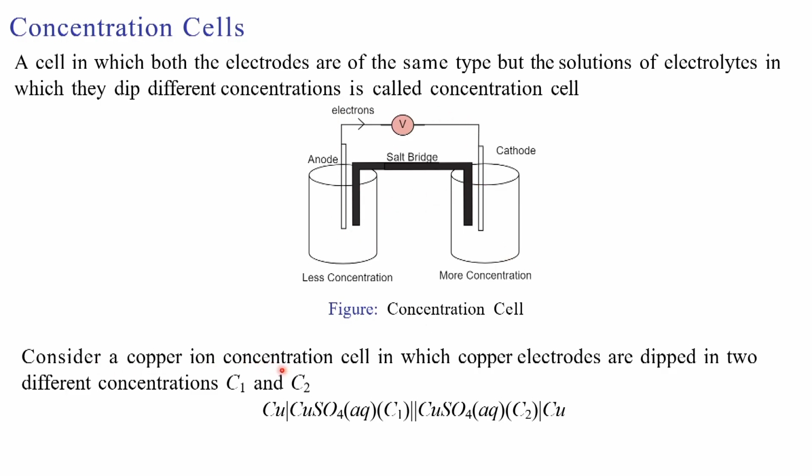So consider a copper ion concentration cell in which copper electrodes are dipped into two different concentrations, C1 and C2. So Cu, copper sulfate of concentration C1, and copper sulfate of concentration C2, Cu. In both electrodes, anode and cathode, we are using copper. The electrolyte solution is also the same, copper sulfate, but the concentration of the copper sulfate is different in anode and cathode. One is C1 and another is C2.